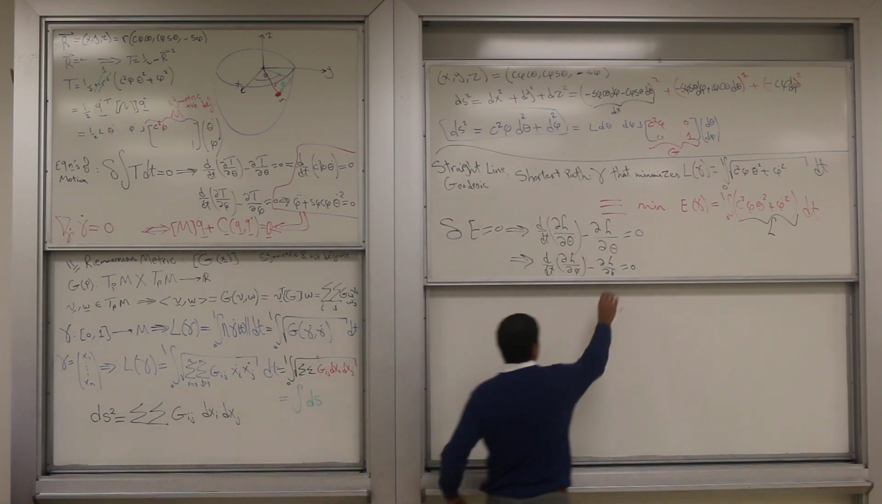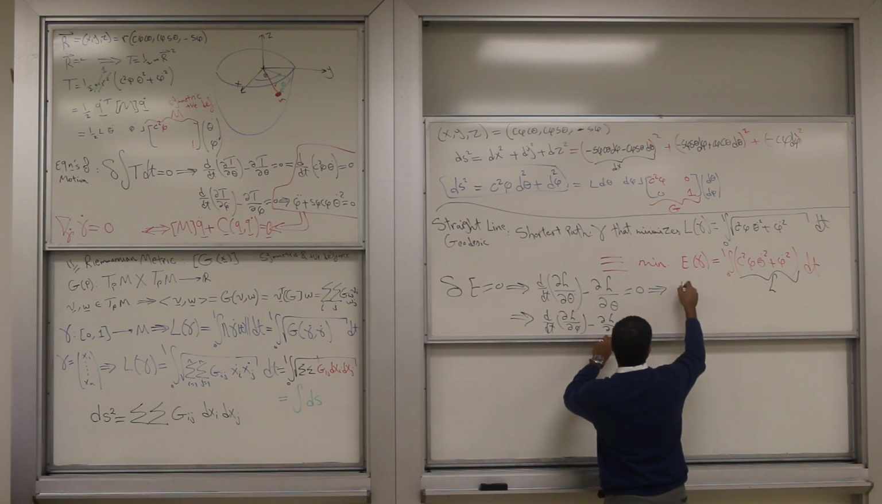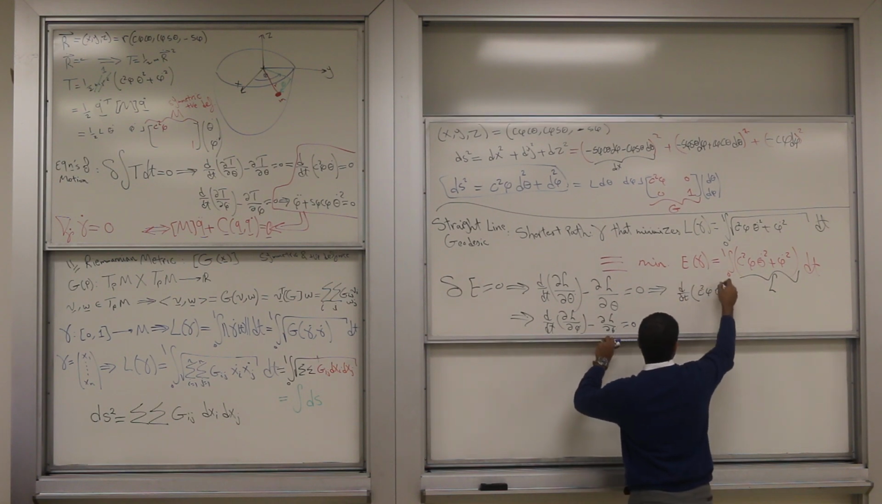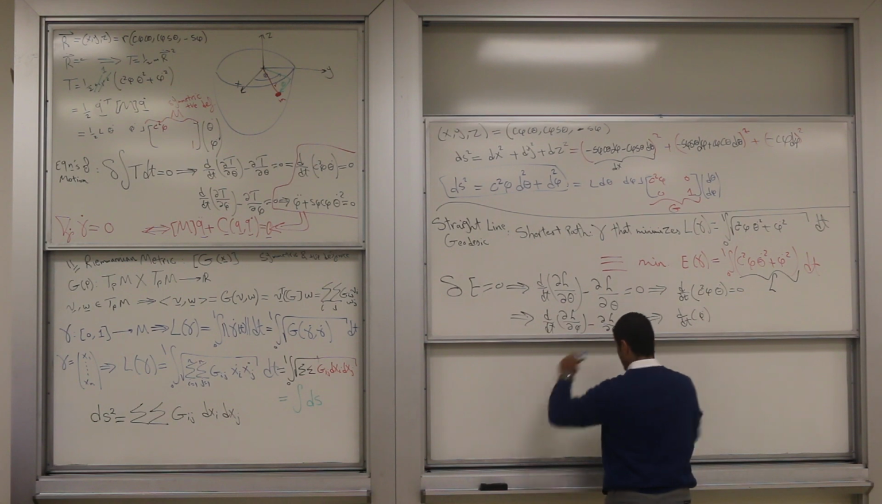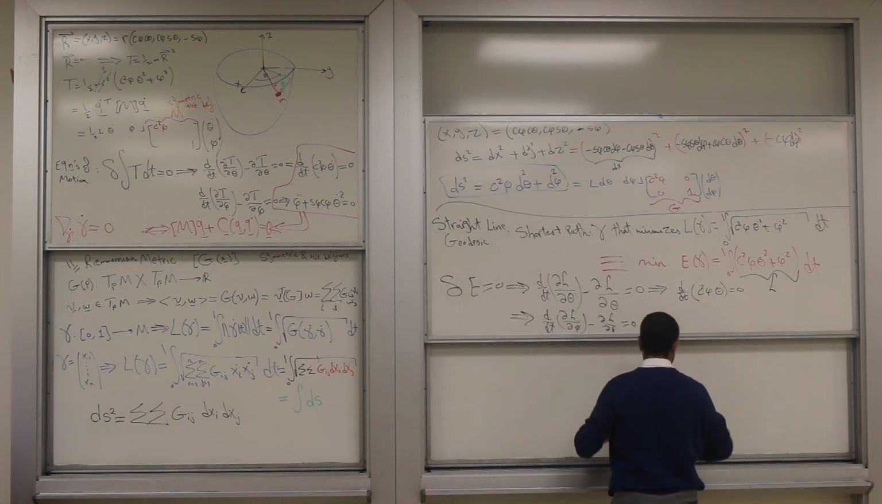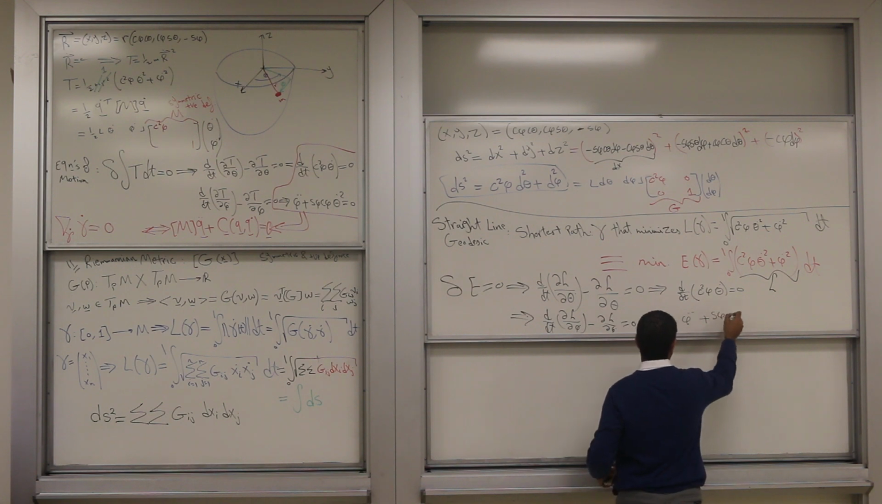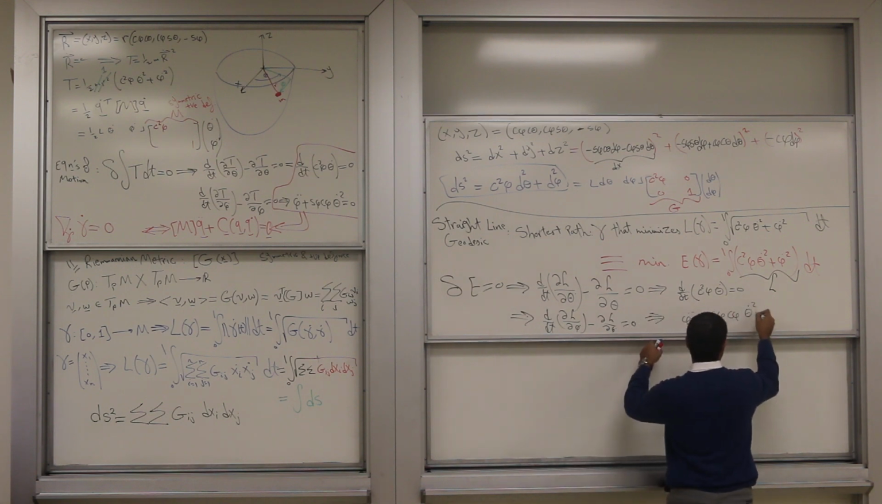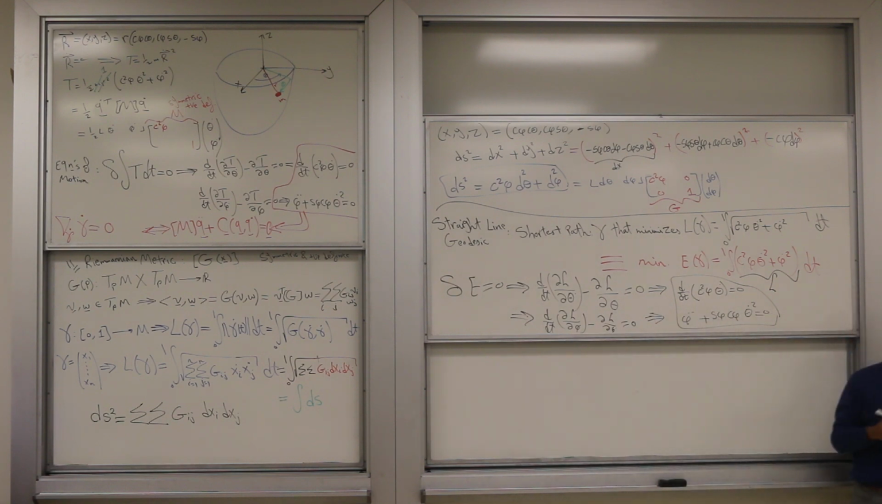So what you will get from here is straightforward. If you substitute there, you will get d by dt cosine squared phi theta dot is 0, and d by dt phi dot, which is phi double dot, plus sine cosine theta dot squared is 0. These are the two equations governing what?